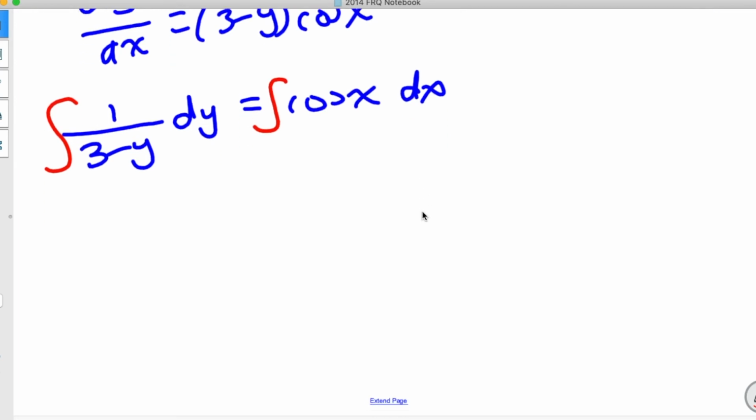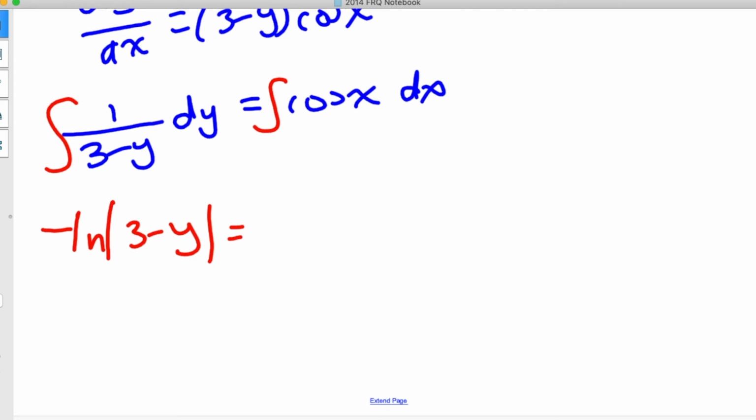So on the left hand side, this is an ln, so we're going to have ln absolute value of 3 minus y. But what you do need to be cautious of is, if we were to take the derivative of this, we would end up with the derivative of the inside being negative y. So we do need to have a negative sign out front there. So don't forget about that. Make sure you double check that for your final answer before you move on.